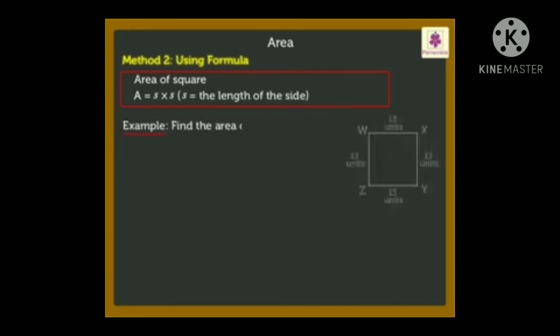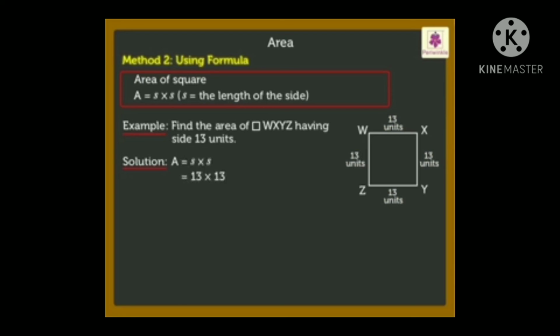Now let us solve one example. Find the area of square WXYZ, where side is equal to 13 units. Now let us apply the formula. A is equal to S into S, which is equal to 13 unit into 13 unit, which will be equal to 13 into 13, it will be 169, which will be equal to 169 square units.